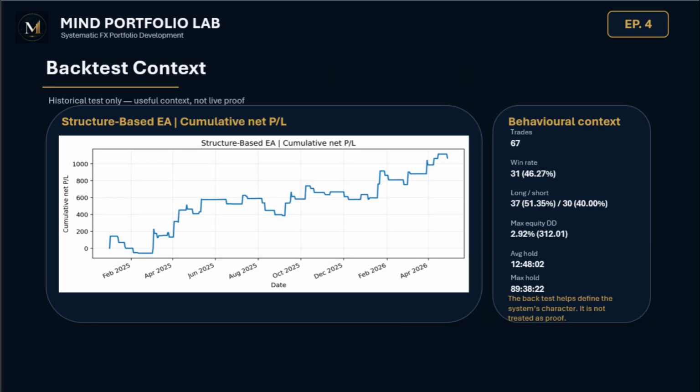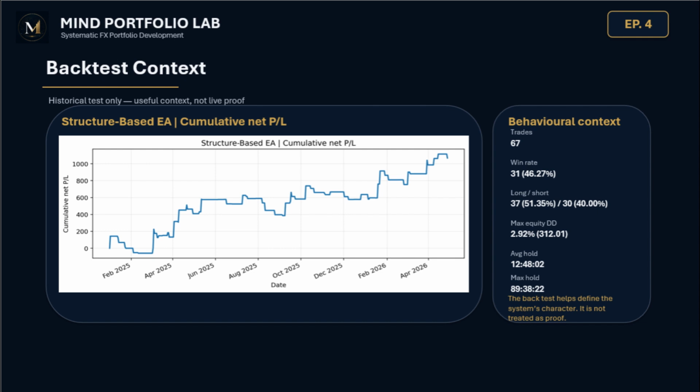The uploaded test gives me a sense of the EA's character. It shows a smaller trade sample than some of the other systems, a win rate of just under half, and a holding profile that is meaningfully different from the more intraday previous day level component. In this test, the average holding time is around 12 hours and 48 minutes, and the maximum holding time is just under 90 hours. That is important.